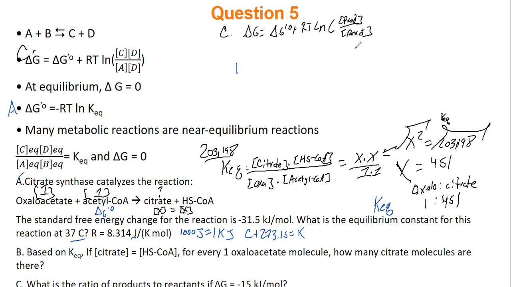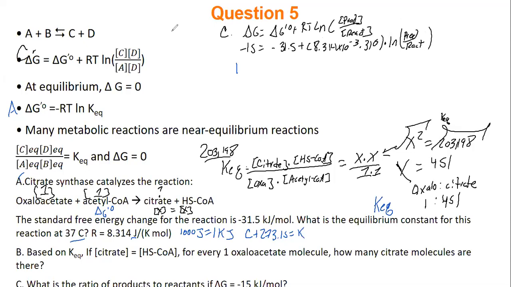All right, so delta G is minus 15. Delta G naught prime, which we already gave in A, is minus 31.5, plus RT. Again, we want to be in kilojoules, so 8.314 times 10 to the minus 3 multiplied by temp. We're going to use the same temp as in A, 310. Natural log products over reactants. All right, so we have that.